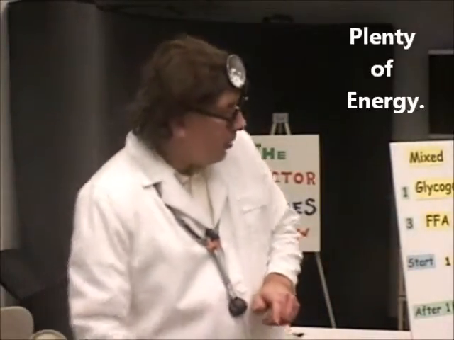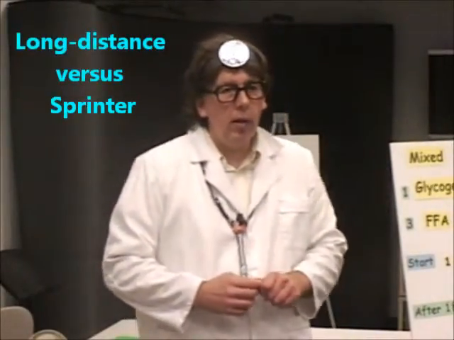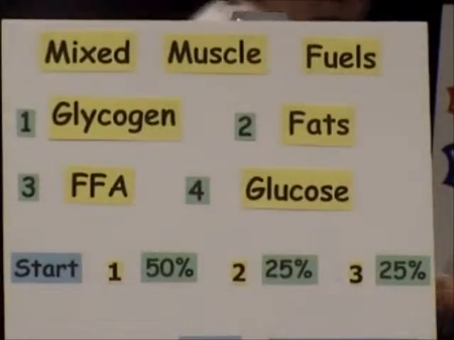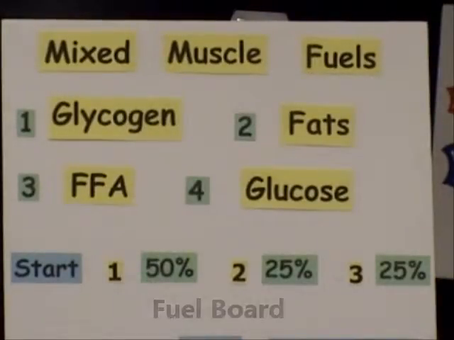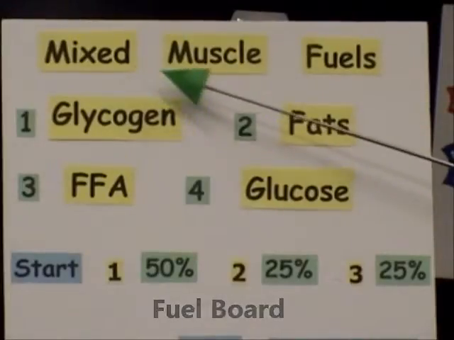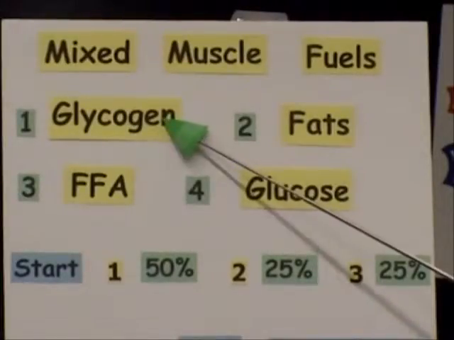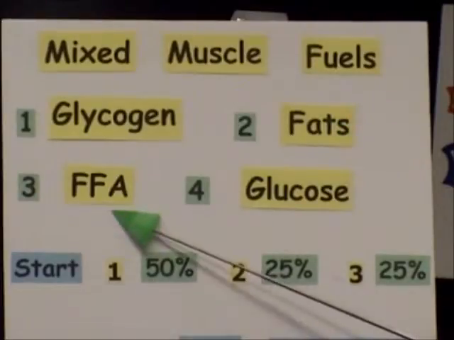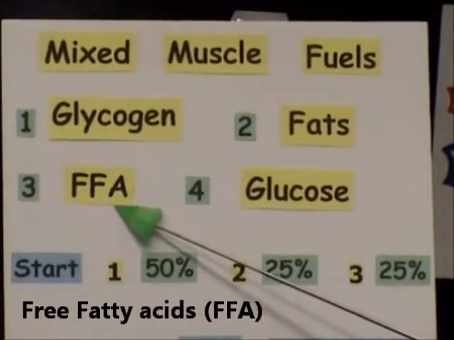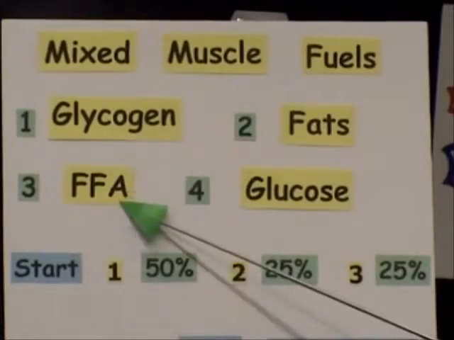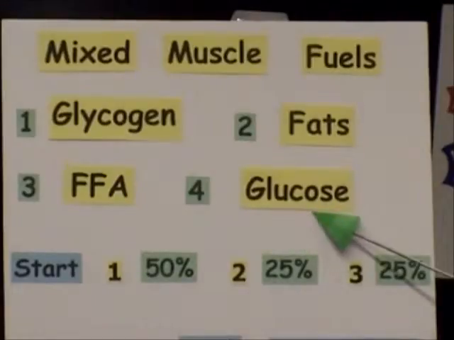So let's take a look. If you were a long distance runner versus a sprinter, what would you want to do? What would be your energy source? So let's go to the fuel board here. We've got mixed muscle fuels. The primary sources are not proteins. They are muscle glycogen, muscle fats, free fatty acids. We call that FFA. Some people call it plasma free fatty acids, PFFA, but we'll just say free fatty acids for now, and blood glucose.